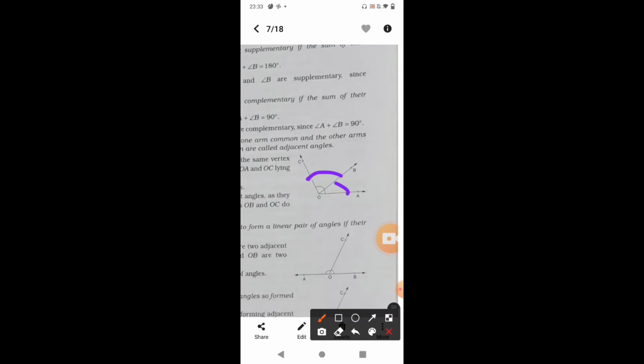It may be one angle is smaller, another may be bigger. It doesn't matter the smaller or bigger. Maybe sometimes they may be equal also. Okay, so if they are having common vertex and common arm, and other two arms are lying on opposite sides of common arm, so these angles are adjacent angles. Now come to the next topic.